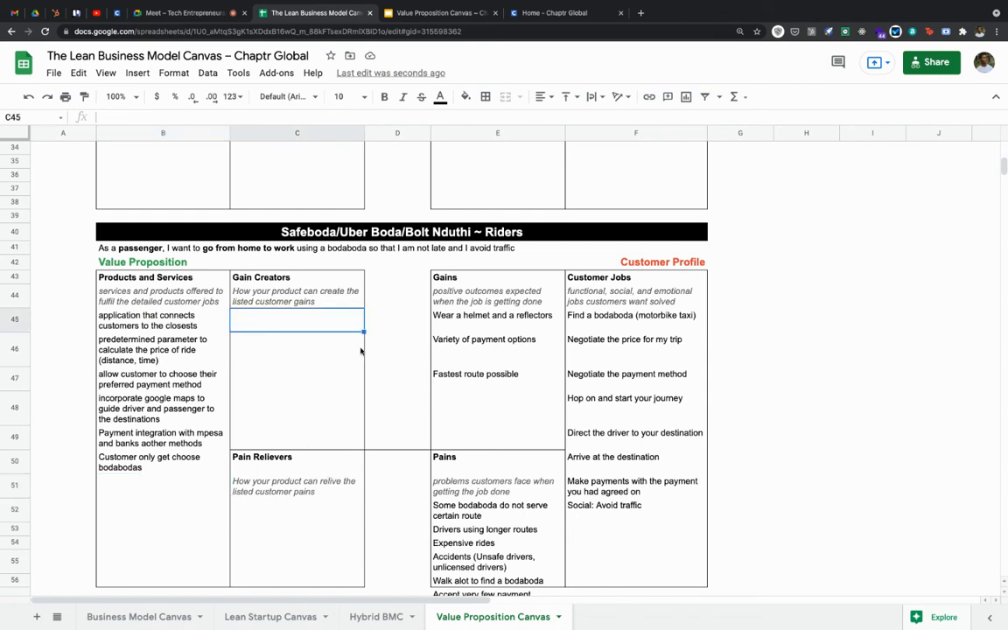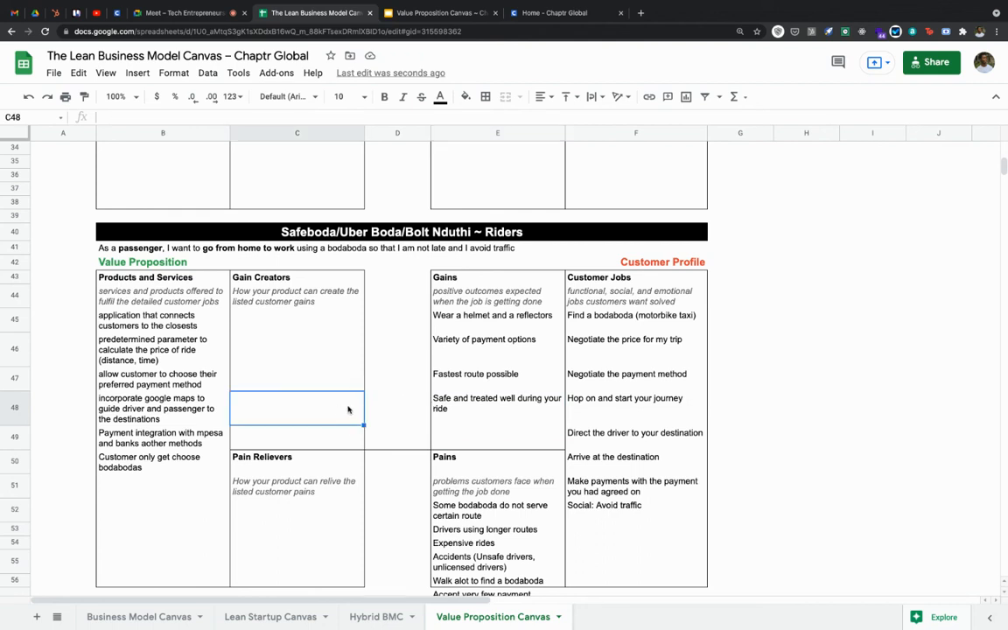Boda ratings and feedbacks. That's good. I'm going to put that as a gain creator here, right? And in fact, you've mentioned something here. Wear a helmet and reflectors, variety of payment methods, fastest route possible. At the same time, you want safety, right? You want to be safe and treated well during your ride. You don't want someone who's rude to you and things of that sort. And I think, Rohi, whatever you're mentioning is already a gain creator for that specifically.